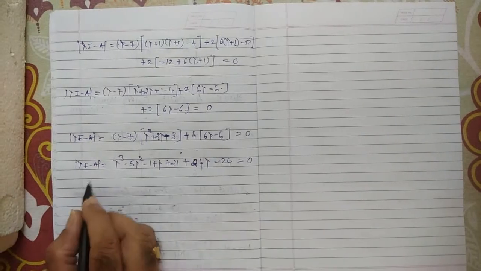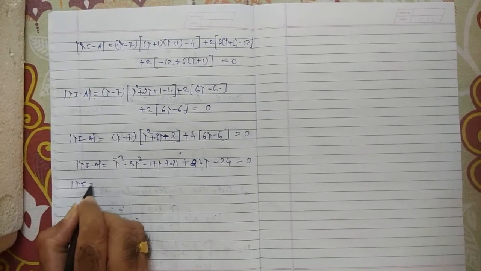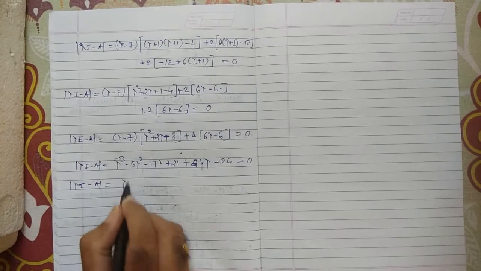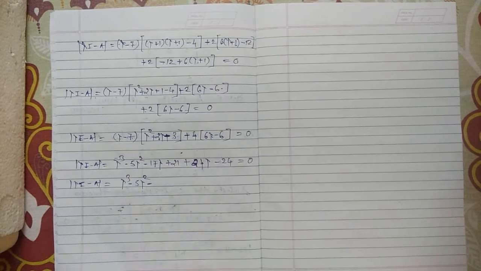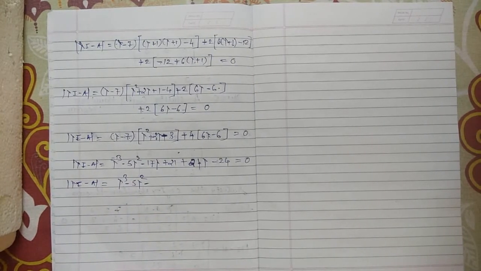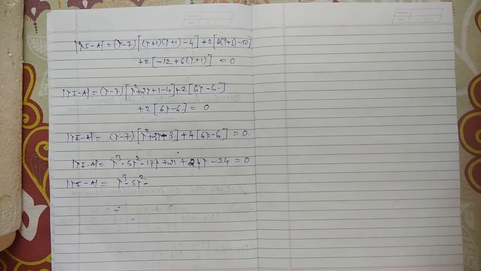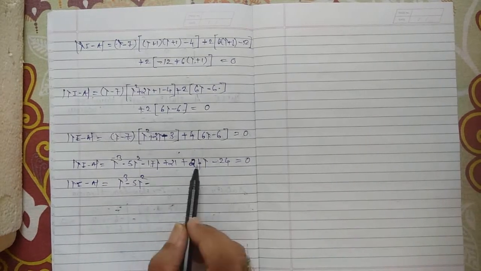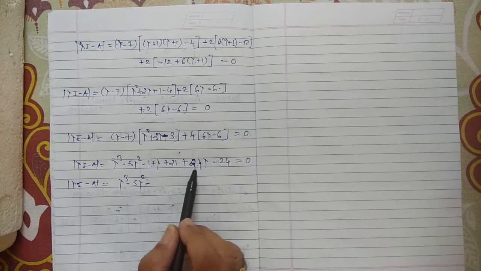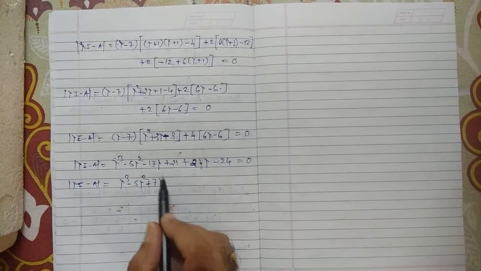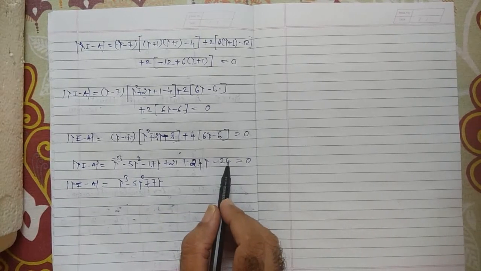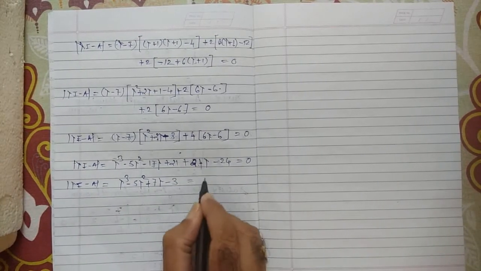Now we will collect the similar terms. So lambda I minus A equals lambda cube as it is, minus 5 lambda square as it is, minus 17 plus 24, that is plus 7 lambda, and this is 21 minus 24. So this becomes minus 3, equals 0.